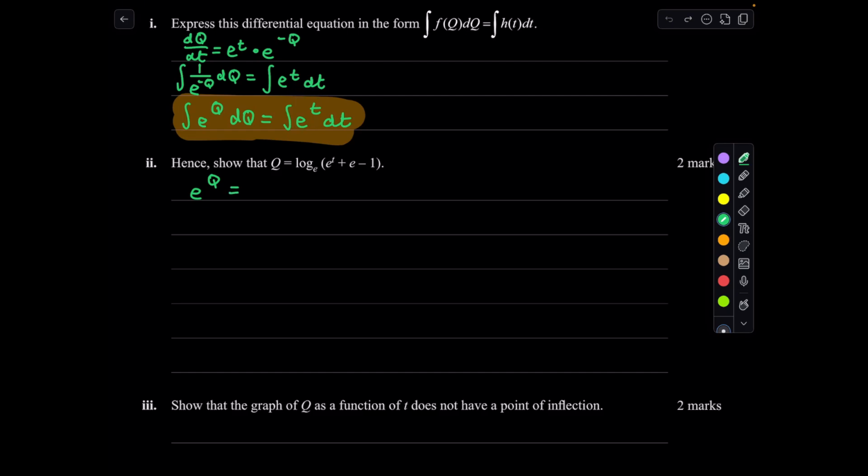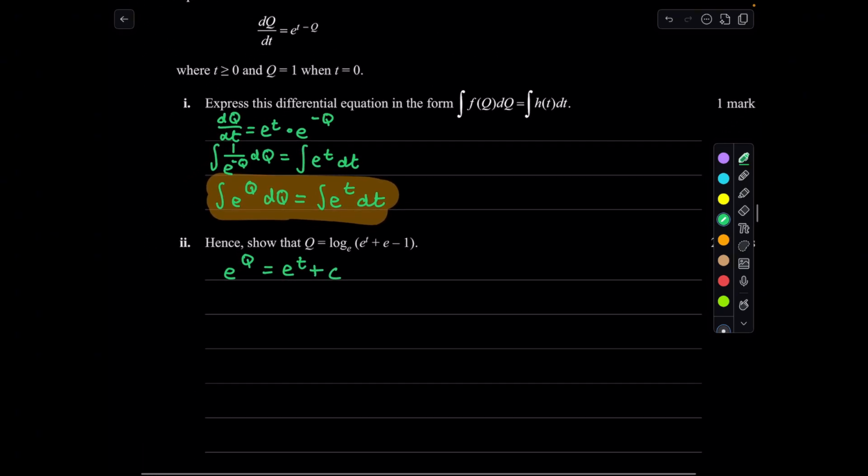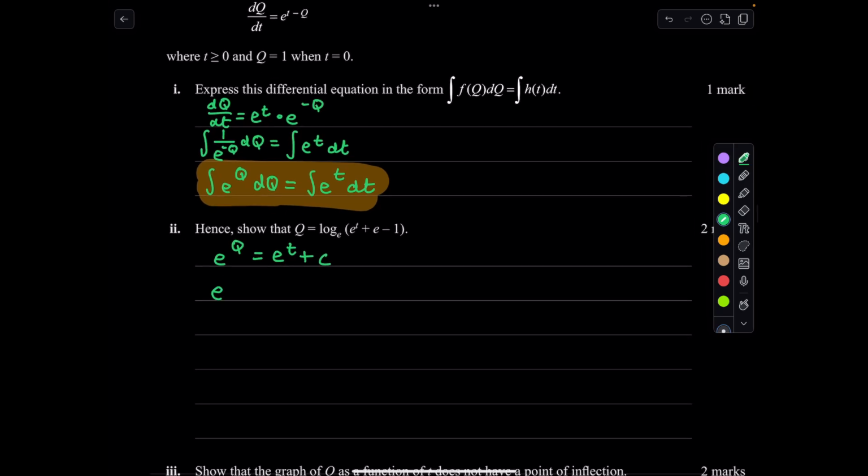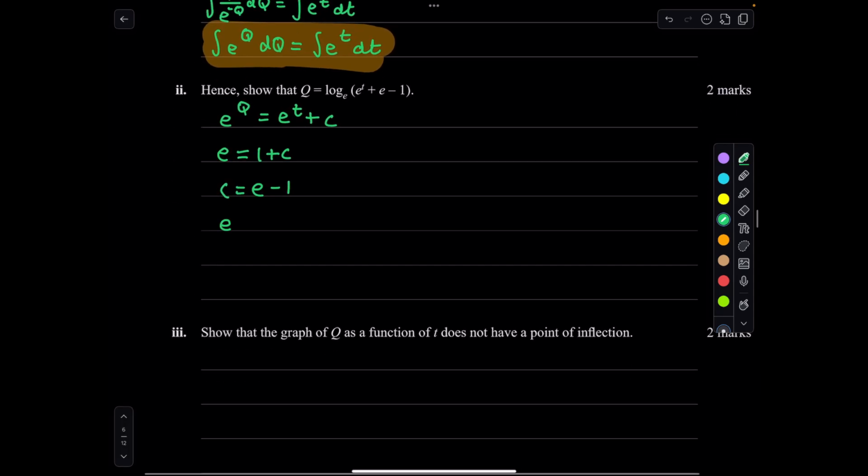And integrate this in terms of t is just e^t. And don't forget that plus c. So we need, of course, an initial condition, which we are given already, which is that when q equals 1, t equals 0. So it'll be e equals e^0 is 1, plus c. So your c value is e minus 1. So subbing that into the function, e^q is equal to e^t plus e minus 1.